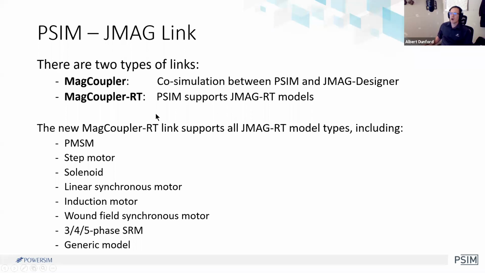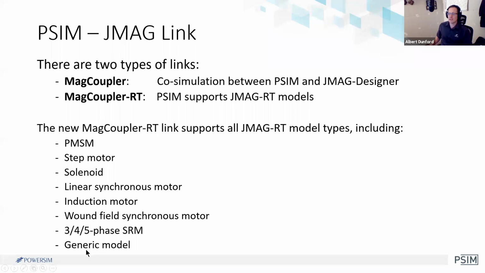So again, I just copied over this a little bit here. We have 2 modules. We have the PSIM MAG coupler module, which links between PSIM and JMAG Designer. And then we have the MAG coupler RT module, which links to the JMAG RT models. The MAG coupler RT link supports all JMAG RT model types, including PMSMs, step motor, solenoid, linear sync, induction, wound field, 3, 4, or 5 switch reluctance, or the generic models.